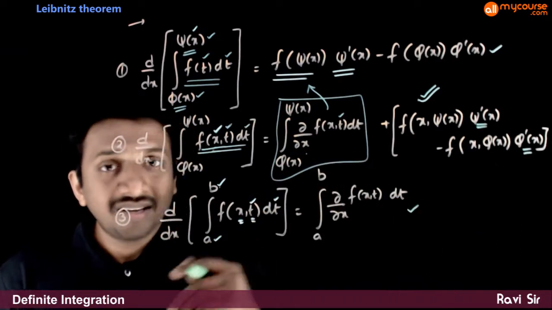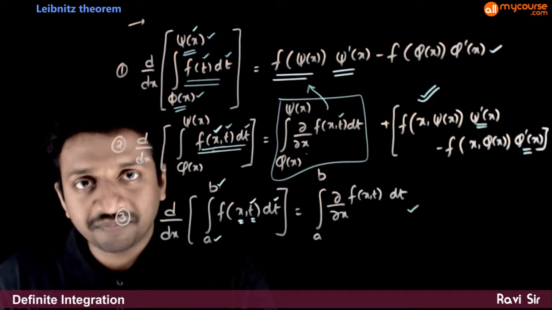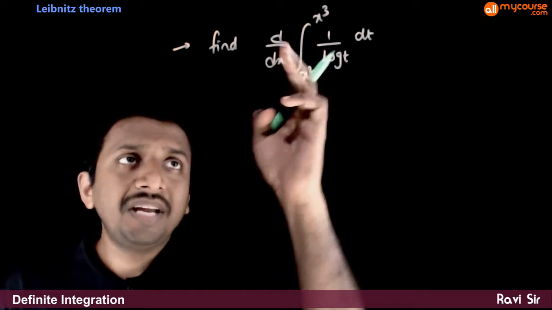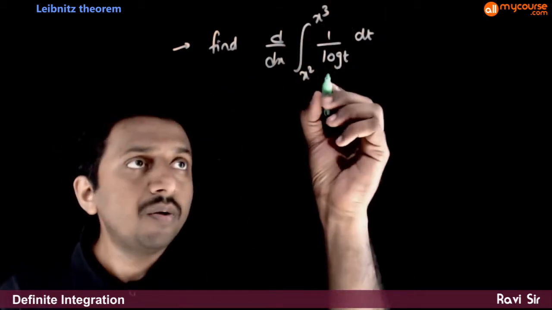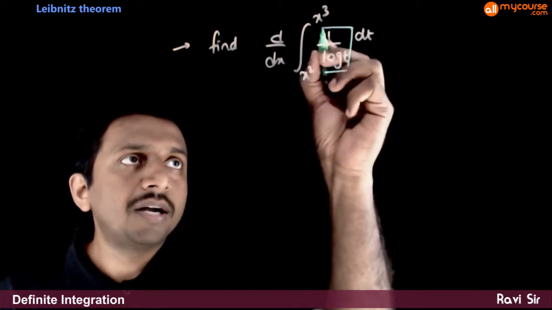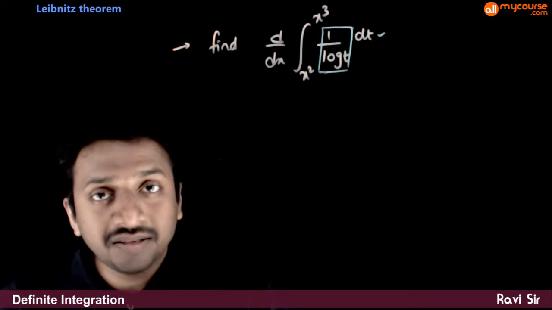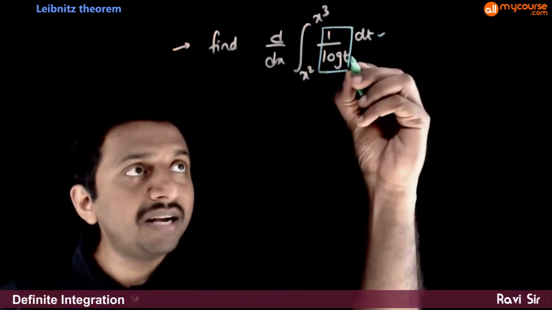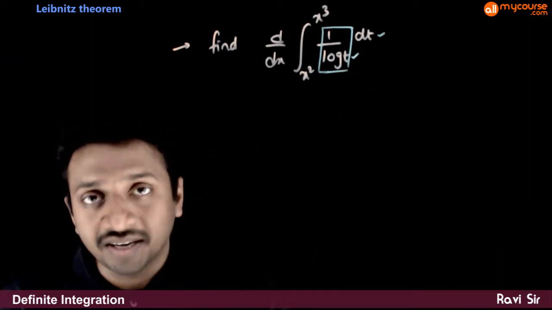So let us investigate with the help of some examples how to use this Leibniz theorem. Let us take an example where you need to find d by dx of integration x squared to x cubed, 1 by log t dt. So as you can see, this is a special case. The integrand is completely in terms of t. So you don't have an x inside the integrand.